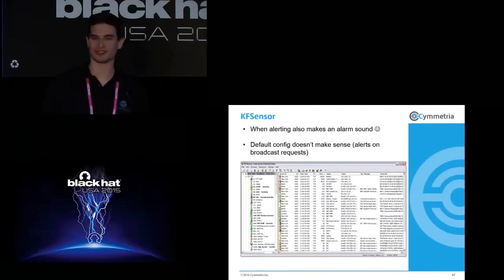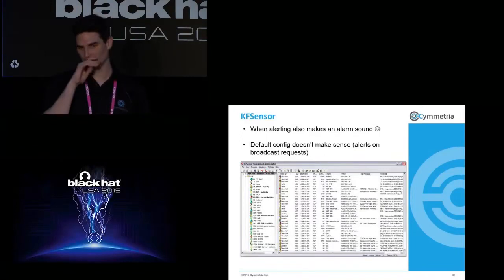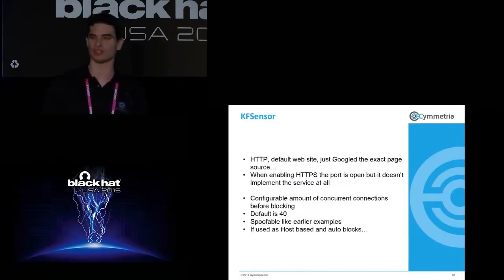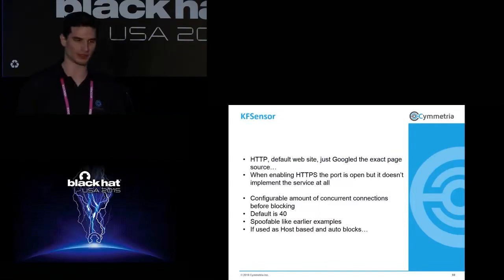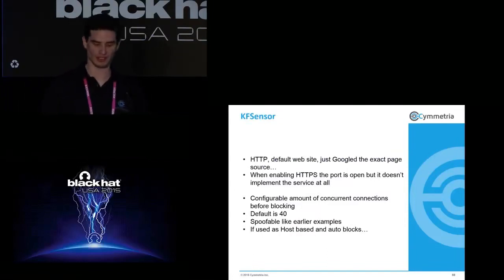The problem with Kef Sensor is that the default config just runs all the services you can probably imagine. It also has a very, very low boundary of alerting, right? It also alerts on broadcast requests in the network. So configuring it accurately is very, very important. And we also found ways of detecting Kef Sensor. For example, the HTTP service it's running is just a default IIS server, and if you Google the exact page source code, you can find other Kef Sensor deployments.